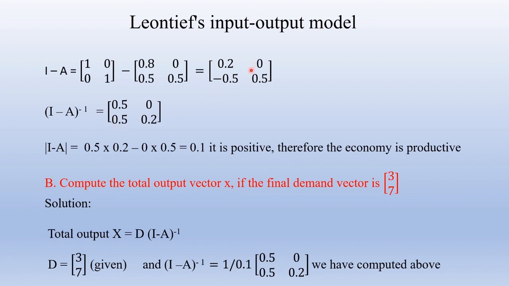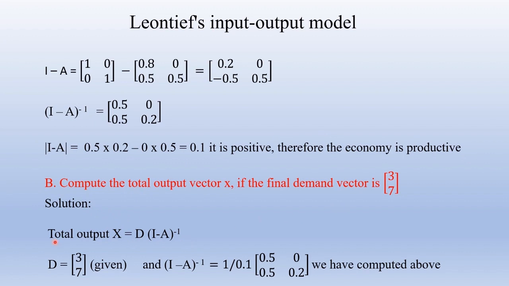And we get this. Find the determinant of I minus A, subtract the products of elements in the diagonals, we get this: 0.5 times 0.2 minus 0 times 0.5 is equal to 0.1, it is positive, therefore the economy is productive. Part B. Compute the total output vector X if the final demand vector 3, 7.